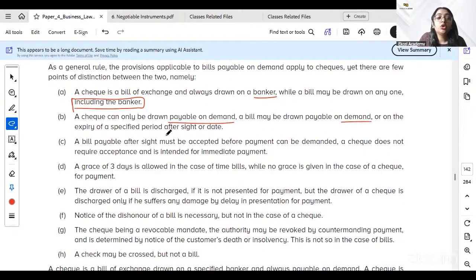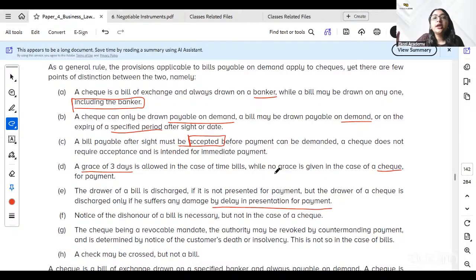Check is only payable on demand. Bill is demand or a future date. Bill after sight must be accepted. Check, there's no requirement of acceptance. There's a grace period for bill, but no grace period in case of your check. A drawer of a bill is discharged if it is not presented for payment, but the drawer of a check is discharged only if he suffers any damage by delay in presentation of payment. What does this mean? Let's say, for example, you have drawn a check upon your banker to pay a certain sum of money.